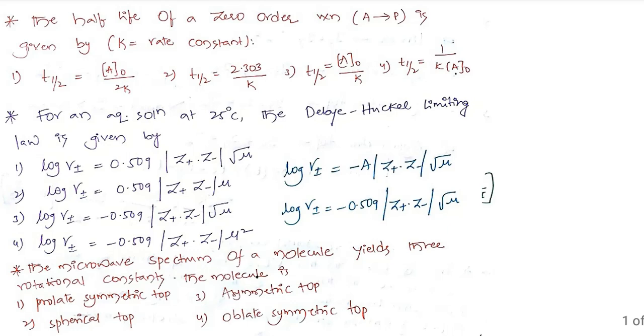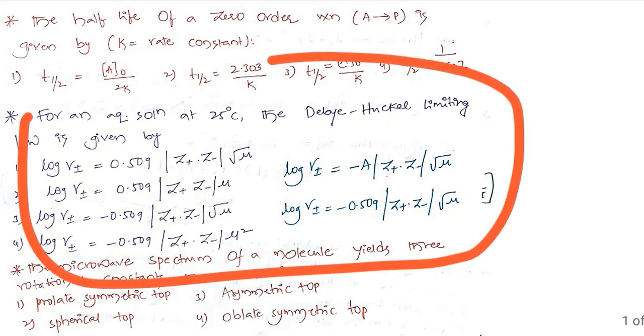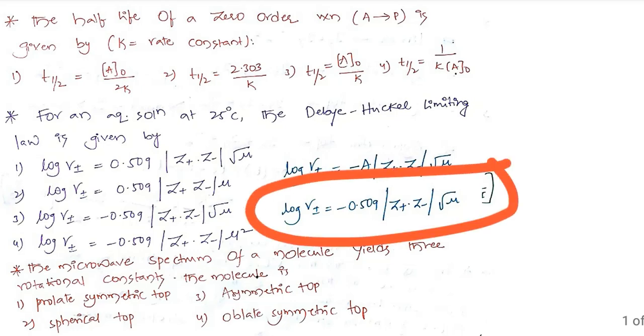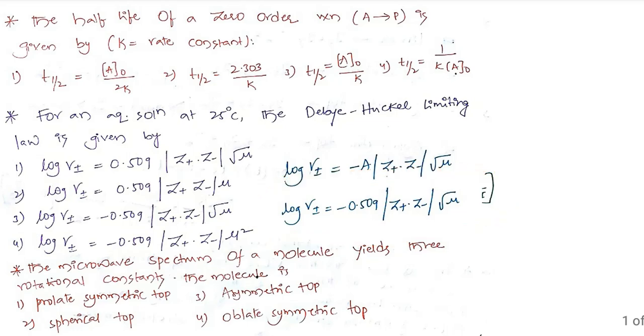representation for zero order. Next one, for an aqueous solution at 25 degrees centigrade, the Debye-Hückel limiting law is given by log gamma plus or minus is equal to minus 0.509 Z plus into Z minus under root mu. Here, 0.509 is for water at 25 degrees centigrade.